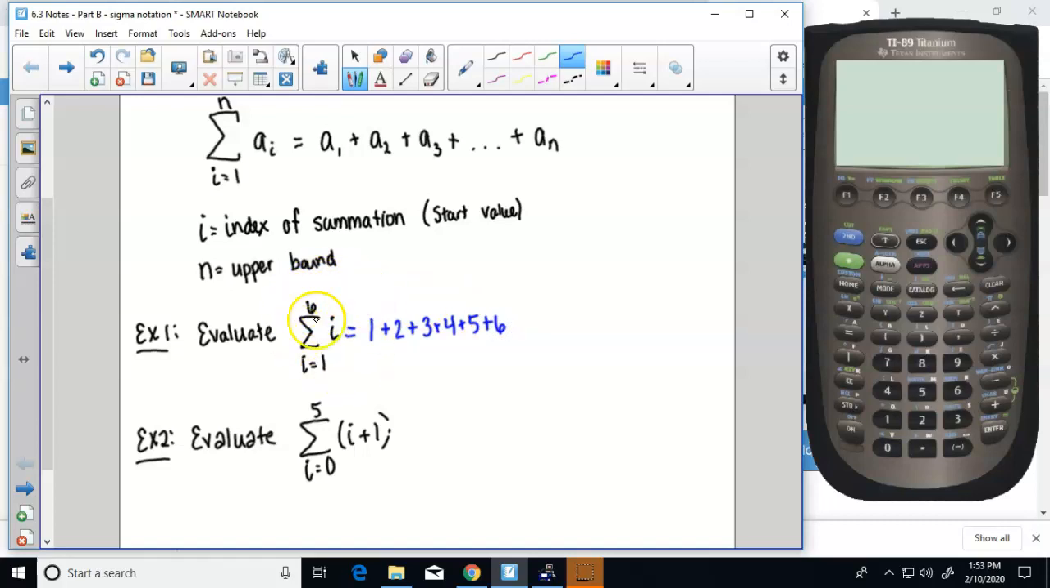So this notation just means that we need to do 1 plus 2 plus 3 plus 4 plus 5 plus 6. And if we add that all together, we've got 3, 6, 10, 15, 21.